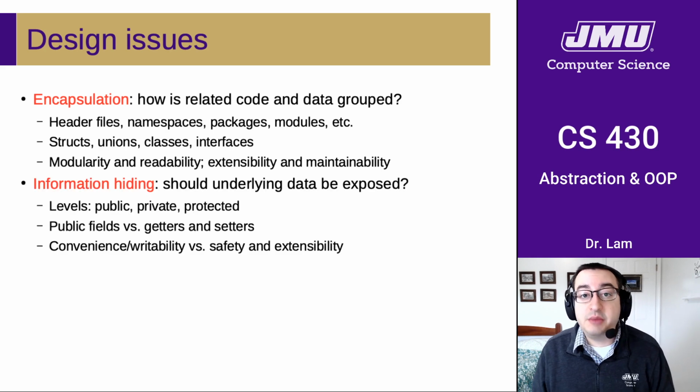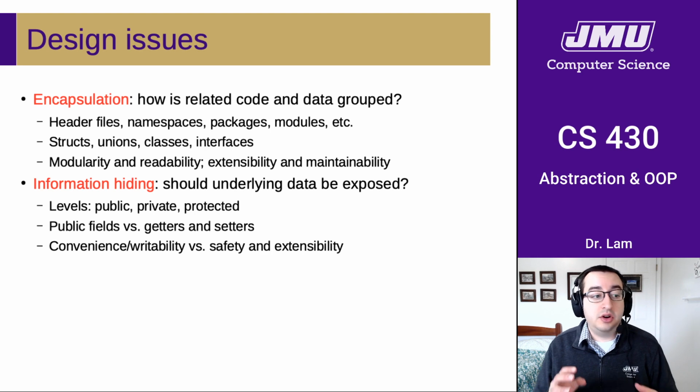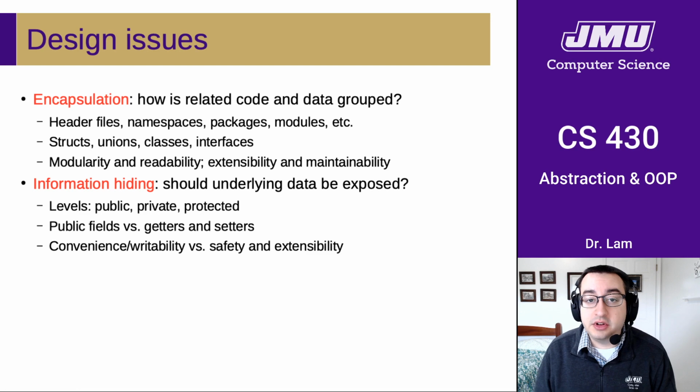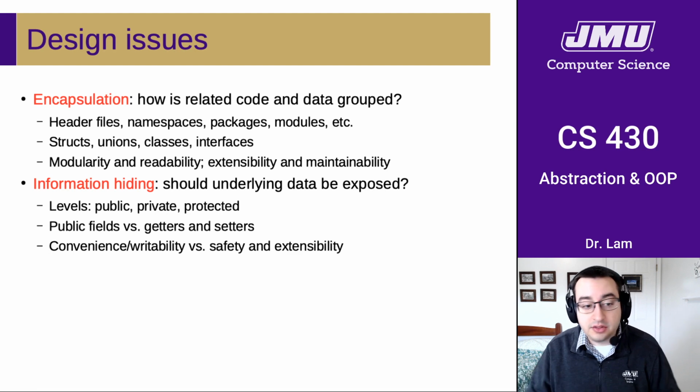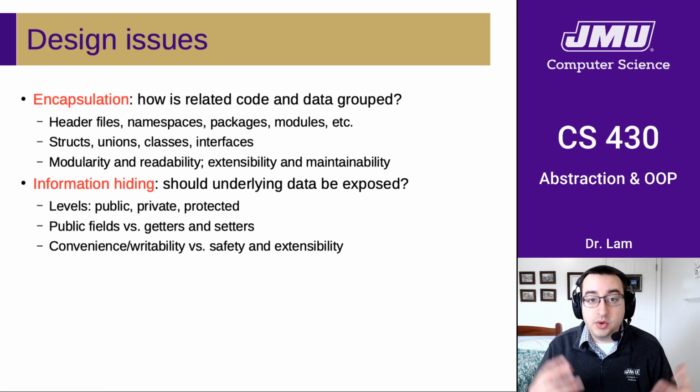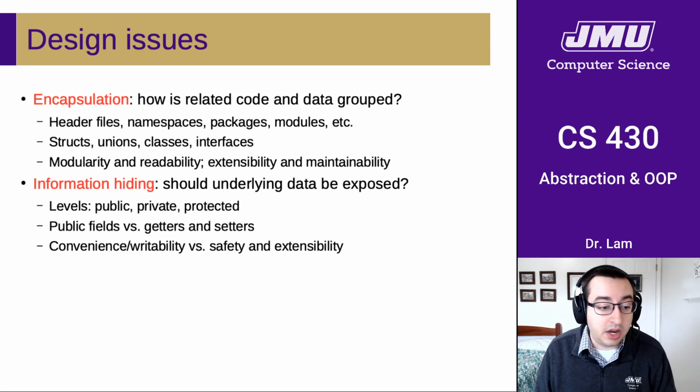We'll also talk about information hiding, which is the question of whether underlying data can be exposed, whether it is hidden. There are different levels of this that you're familiar with from Java, like public and private and protected. There are different notions about whether or not you can access members as fields or whether you have to go through getters and setter methods. And this deals with a lot of issues like convenience and writability, and a lot of times these are trade-offs versus safety and extensibility.